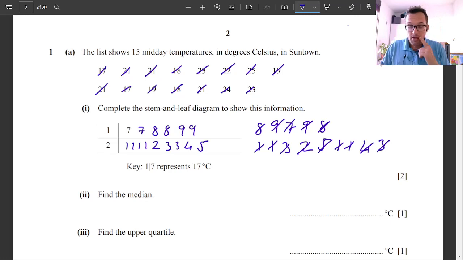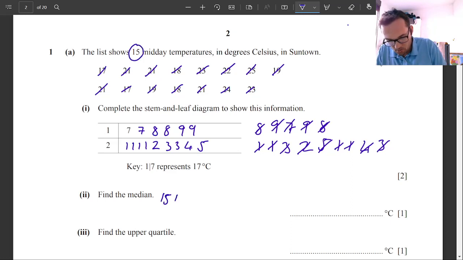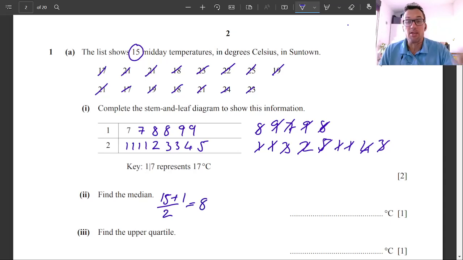Next, the median is of course the middle number. Now there's different ways of finding the middle number. Doing it with maths, you take the number, there are 15 values here. We add 1 and then divide it by 2, which will give us 8. That means the 8th value is the middle value.